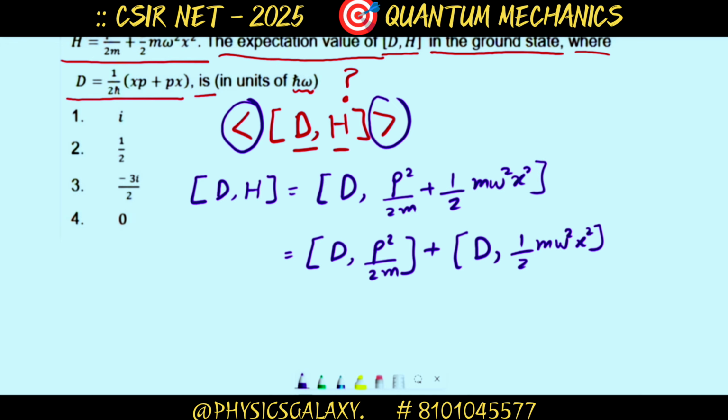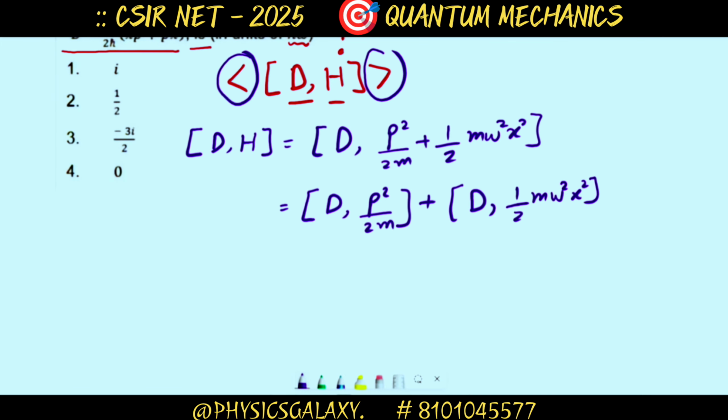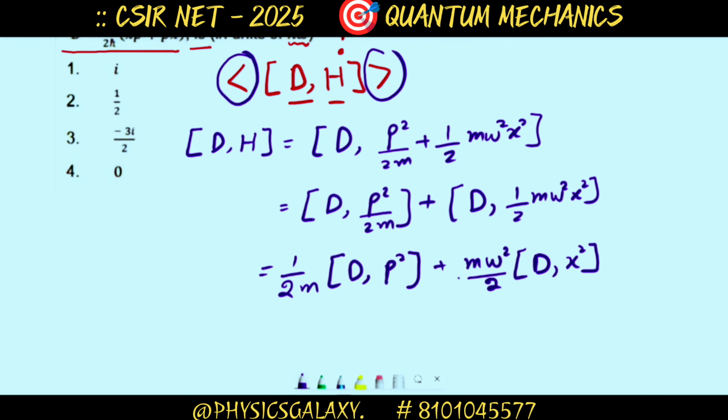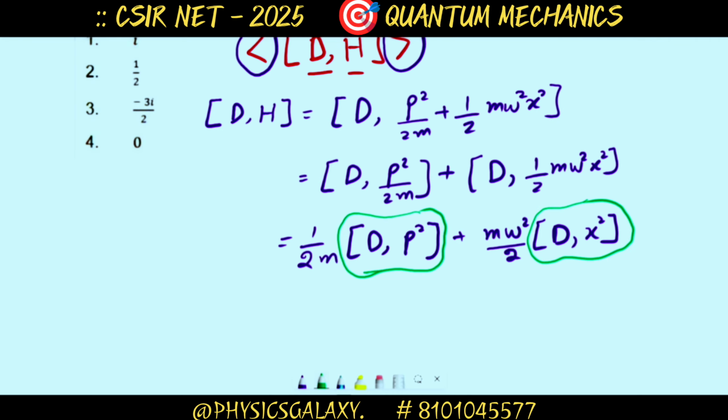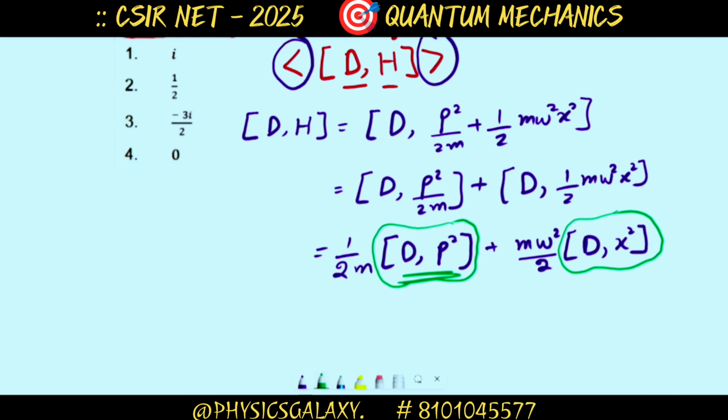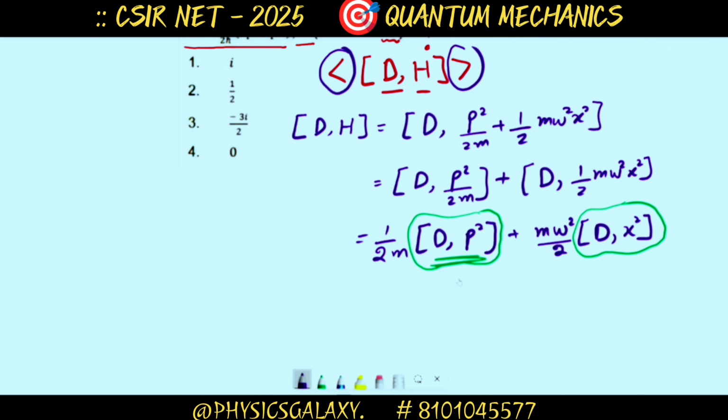Now, if we have constants we can take them out of the commutators, so we can write 1 by 2m [D, p squared] plus m omega squared by 2, which is a constant, times [D, x squared], right? So what we need to find are these two commutations, [D, p squared] and [D, x squared]. Then we have to find the expectation value. So let's first find [D, p squared].